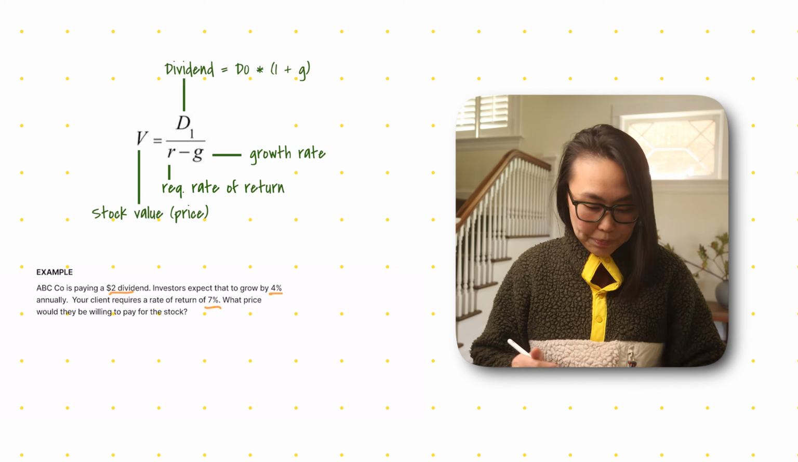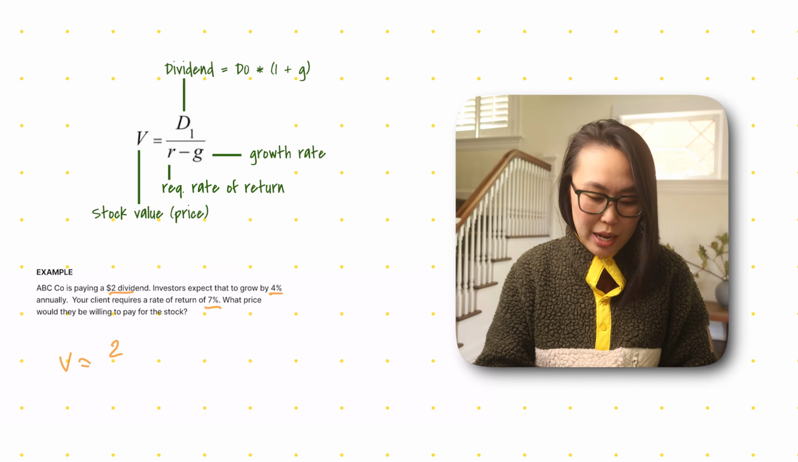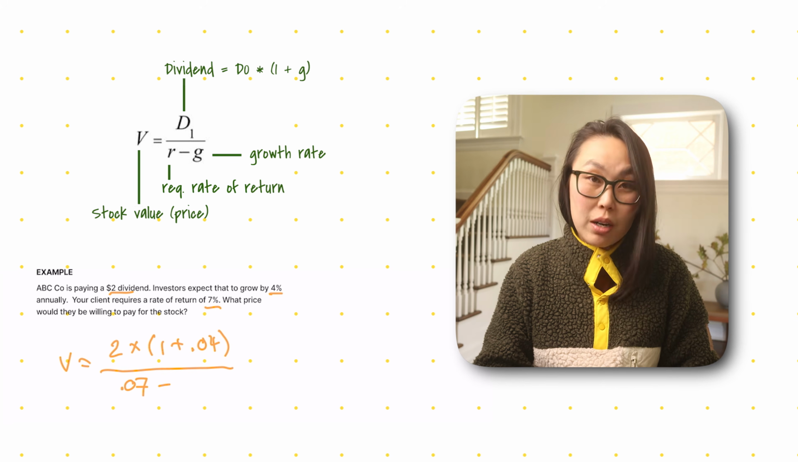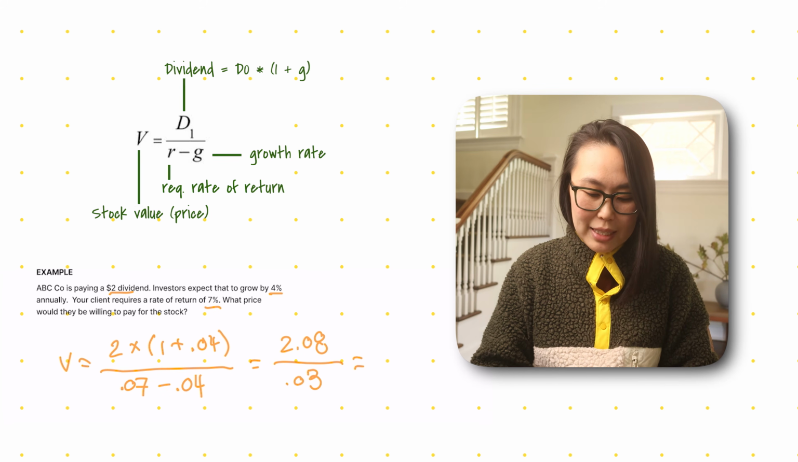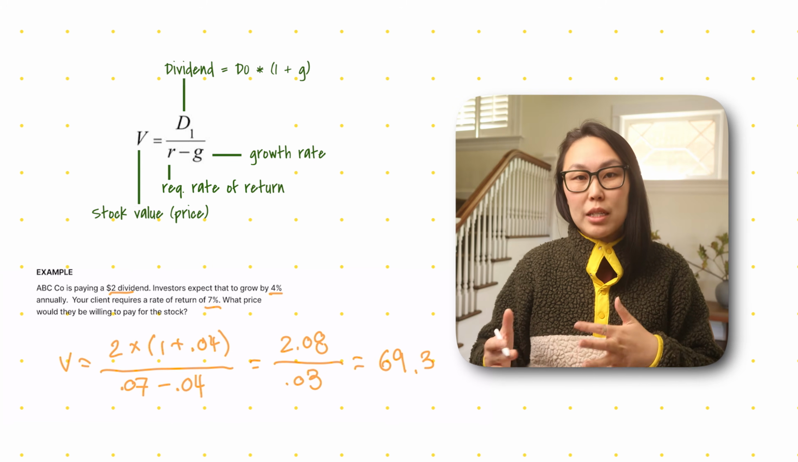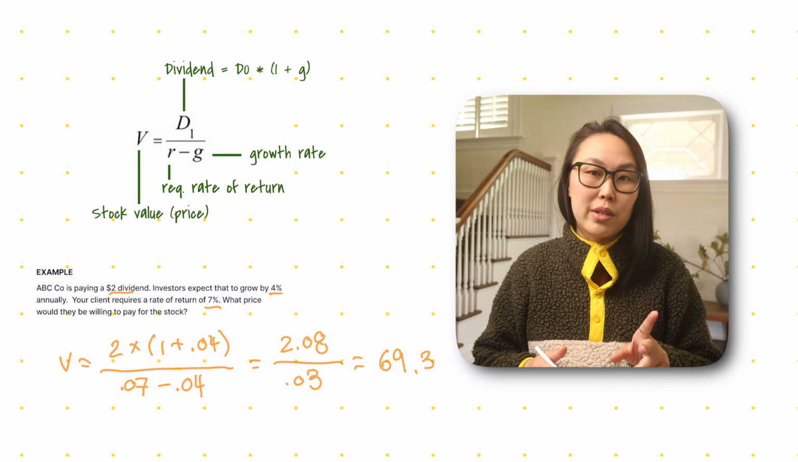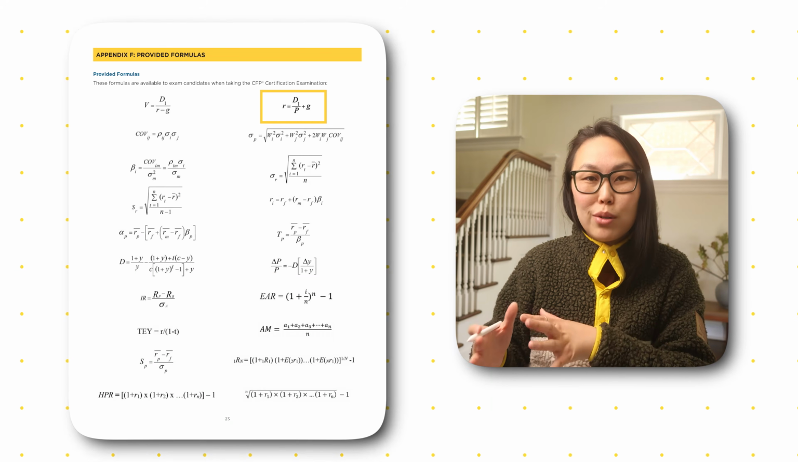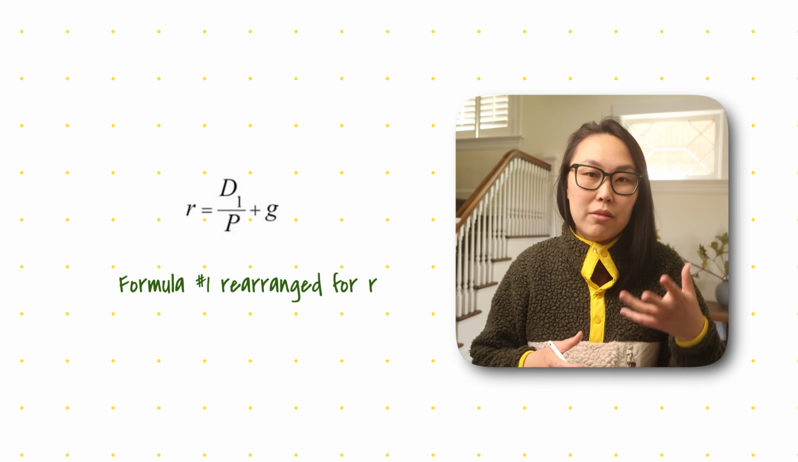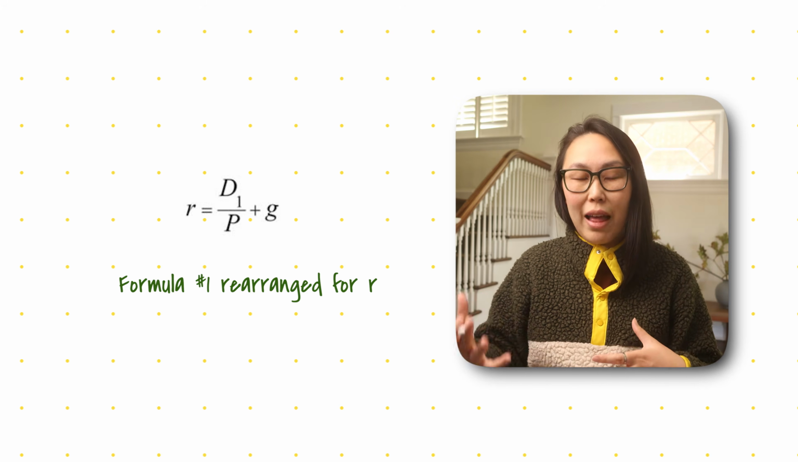So we've got V equals 2 times (1 plus 0.04) divided by (0.07 minus 0.04), which is 2.08 divided by 0.03. Punch that into a calculator and you get 69.33. Now, conversely, we can calculate what the market's expected rate of return is by using the second equation. And again, this is just the first equation rearranged for R, except for whatever reason they decided to swap out P, stock price, instead of V, stock value.